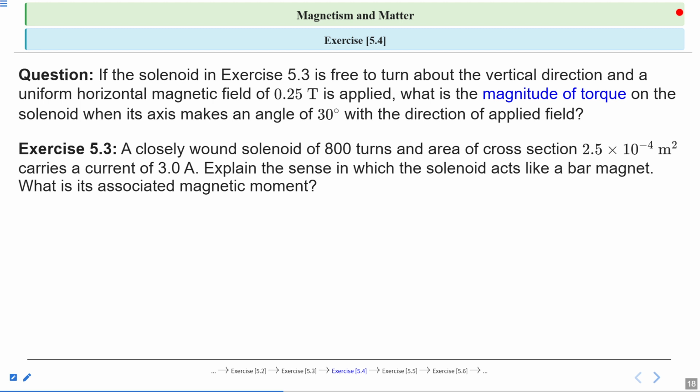Now what was the exercise 5.3? Closely wound solenoid of 800 turns and area of cross section 2.5 into 10 power minus 4 meter square carries a current 3 ampere. Explain the sense in which solenoid acts as a bar magnet and what is its associated magnetic moment. Okay, to find the torque, we should know the magnetic moment that we have calculated in previous exercise 5.3. That's why we are taking the reference, and theta is given and magnetic field is also given, so we have to calculate the torque. So I will give you some time to think about it.